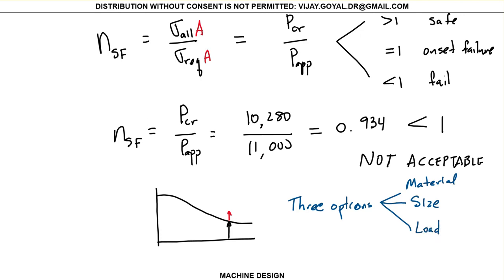In this particular problem, let's assume this is not an option and this is not an option. We are assuming that these two are not an option. So the only option that is left is to change the size.